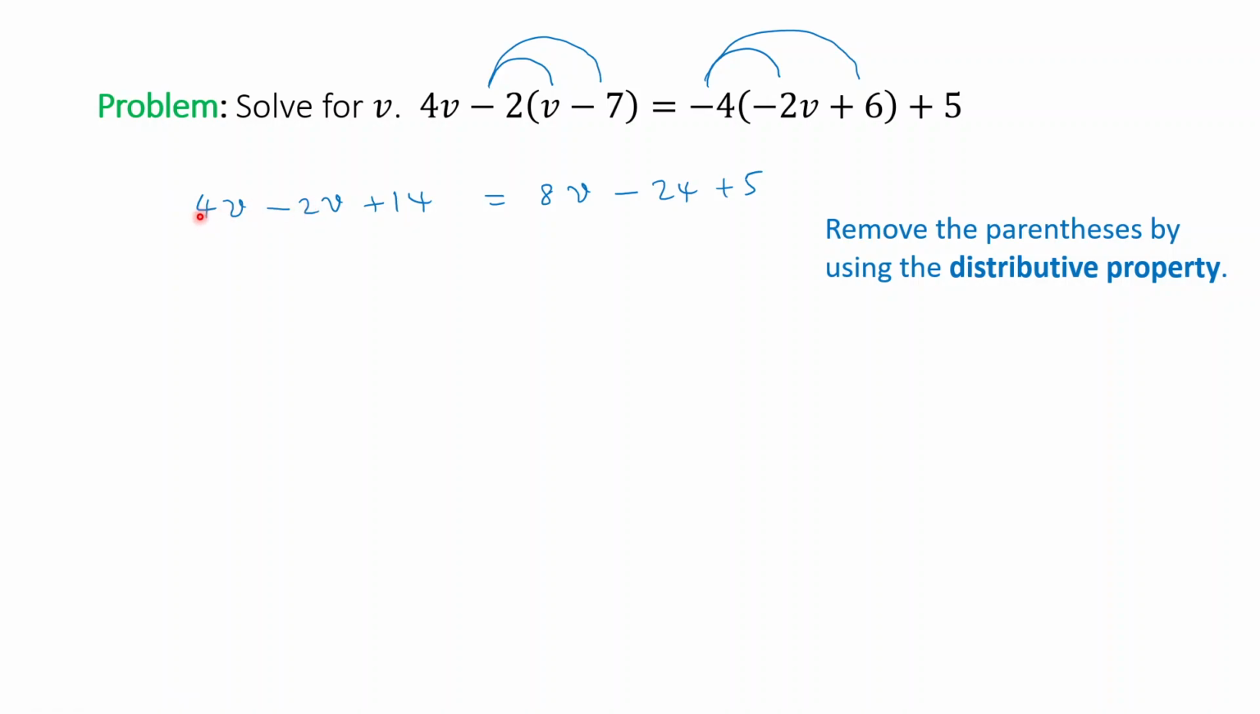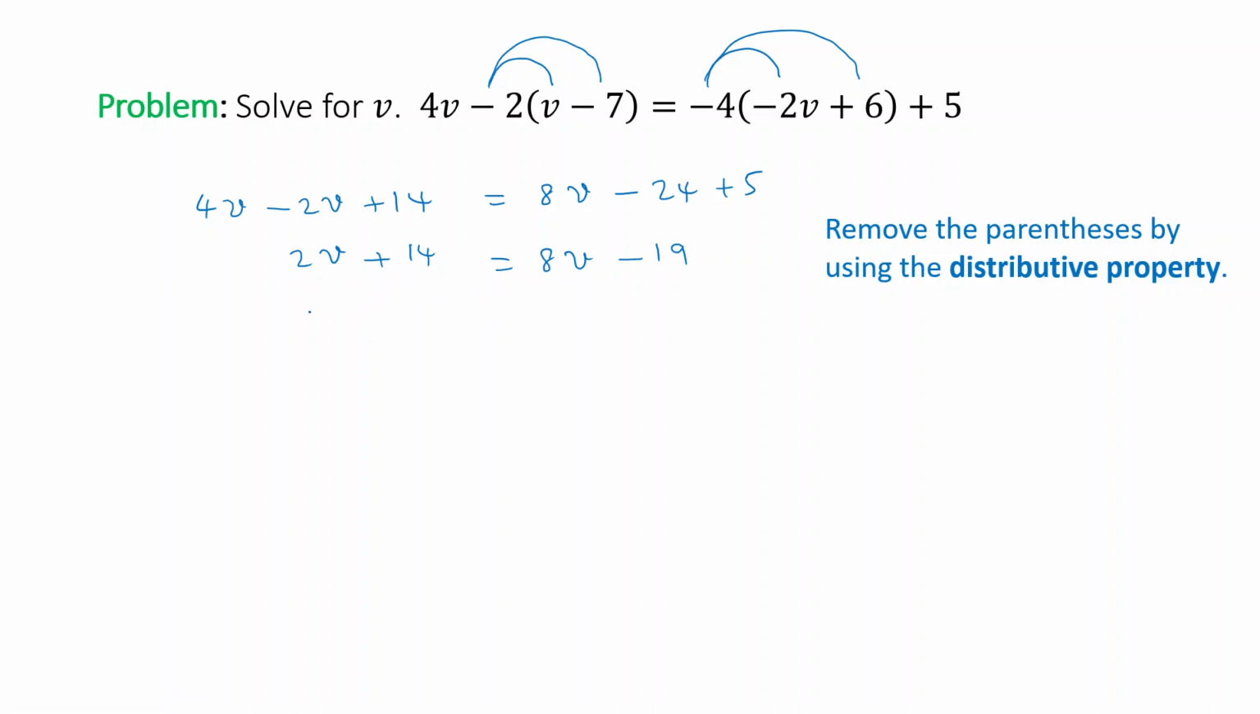Now you can combine this and this. 4v minus 2v is 2v plus 14 is equal to 8v. Combine this, negative 24 plus 5, negative 19. You have variable here and also here. You need to move this variable to the left hand side so that you will have the variable terms in one side.